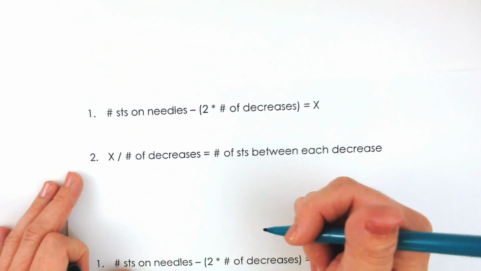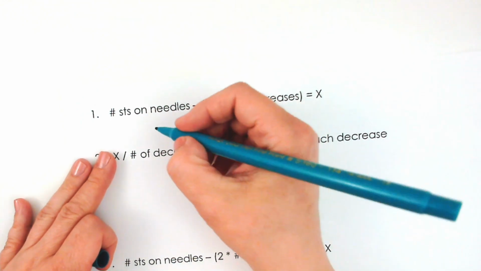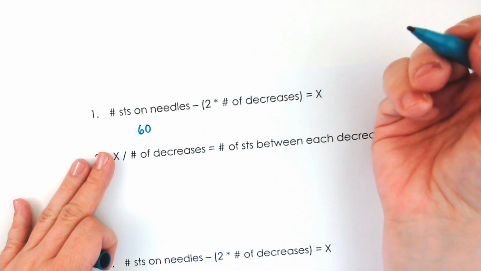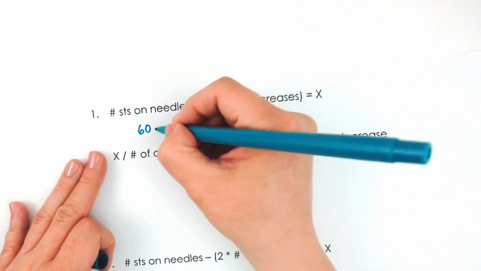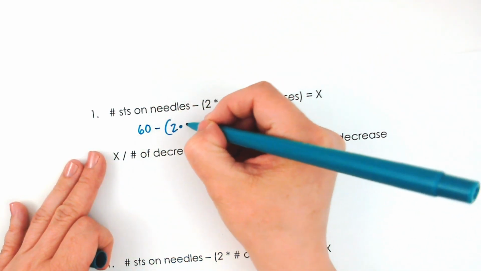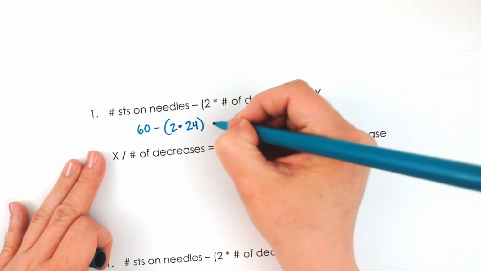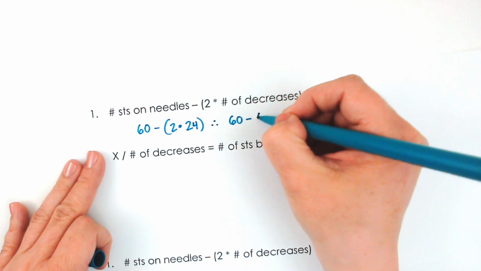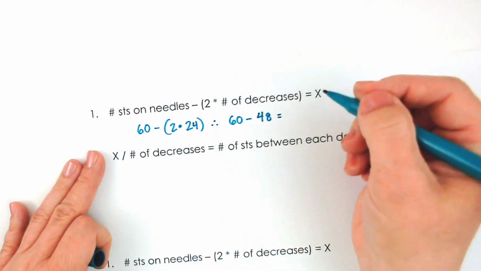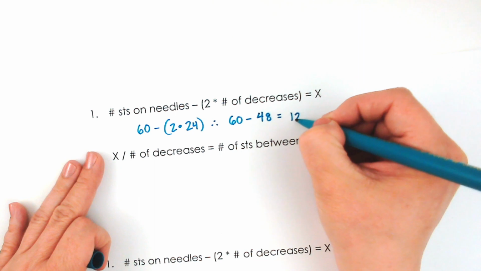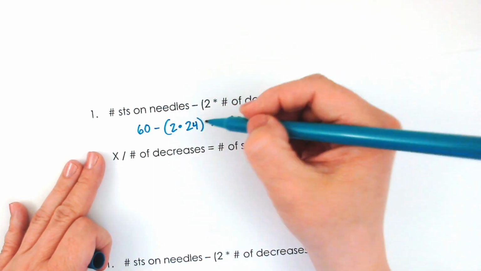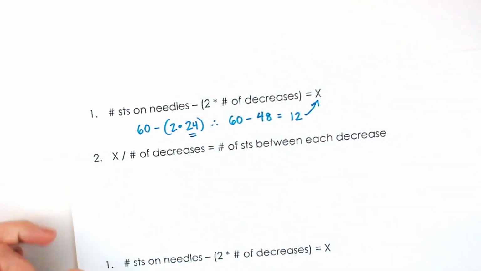All right. In our next example, let's start with 60 stitches on the needles, and we want to decrease 24 stitches. So minus 2 times 24, so that means 60, minus 48 equals 12. So 12 is our X in this case. This is our number of decreases, the 24.